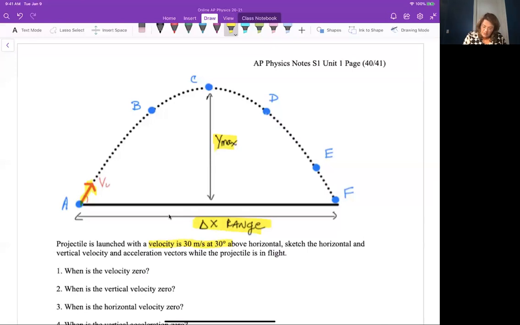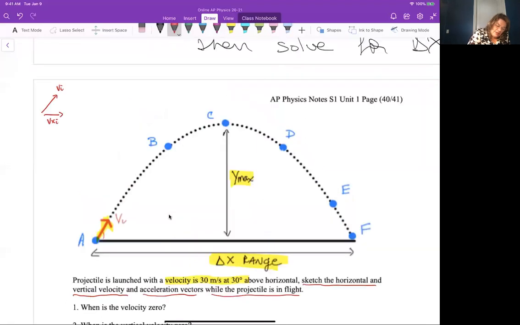So I draw 30 meters per second, a line that represents that at an angle of 30 degrees above the horizontal. The first thing I want to do is sketch the horizontal and vertical velocity, and the acceleration vectors throughout the entire time it's in flight. So what do I mean by that? This initial velocity has two components to it. It has an x component, so there's the vx initial, and then it has the vy initial.